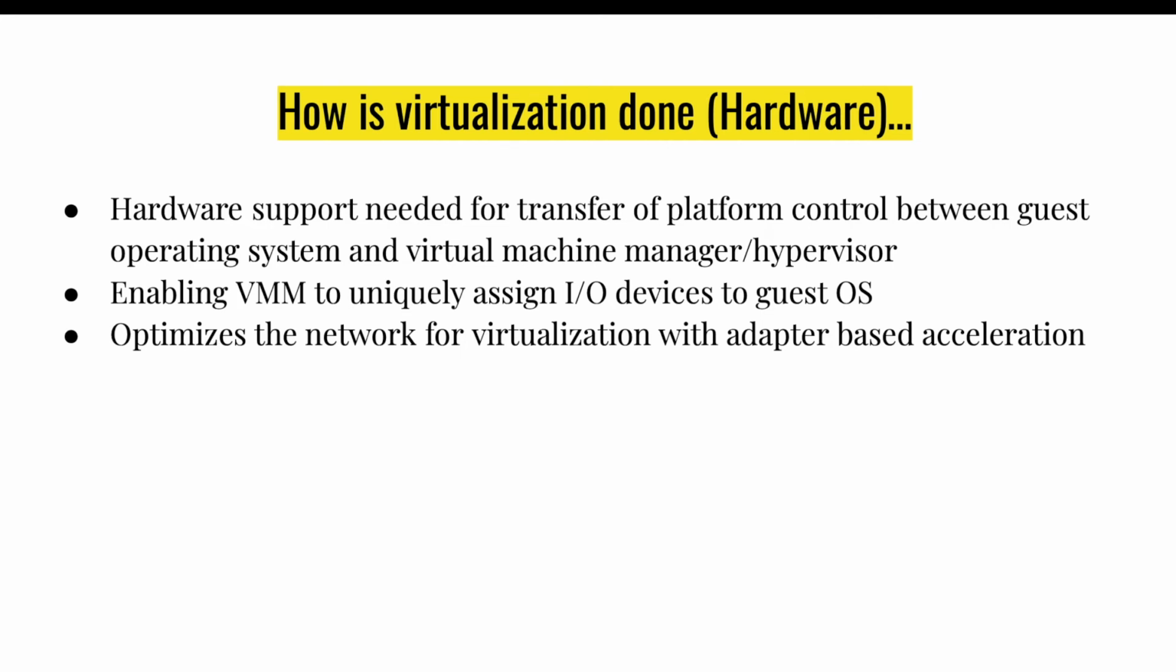Now the VMM, if you enable those, will assign the IO devices to the guest OS. So the role of the hypervisor or VMM is to assign the IO devices. And then you have network virtualization with adapter based acceleration. The network virtualization also comes into the picture, where the network is divided into the virtual side and assigned to the guest OS.